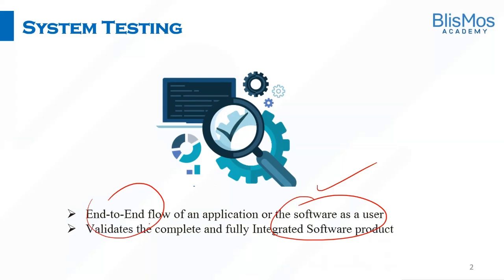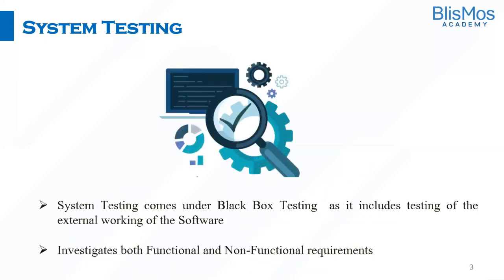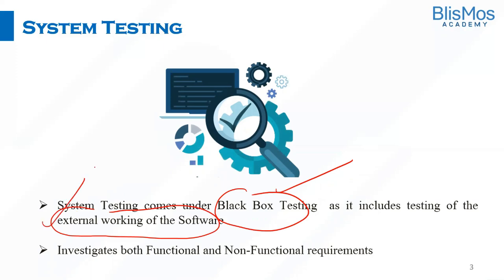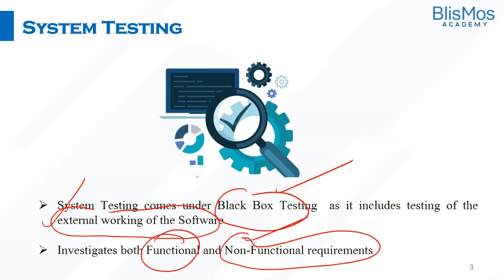It validates the complete and fully integrated software product. So system testing is classified under black box testing. As in system testing, idea is to test the external working of the system. We are not bothered how the coding is done, how the modules are built. From the user's perspective, is the system working fine end to end? That is what is being tested as a part of the system testing. It investigates both the functional aspects and also the non-functional aspects of the requirements.